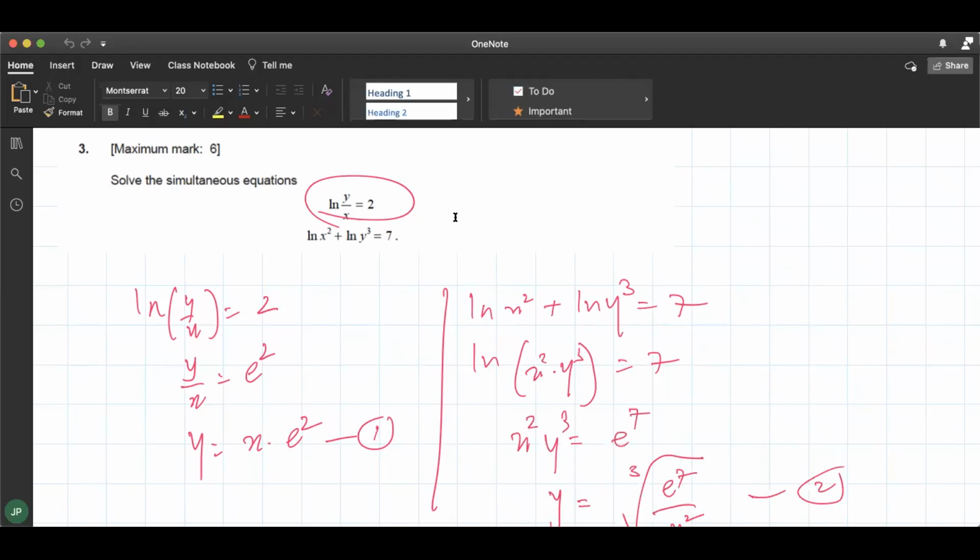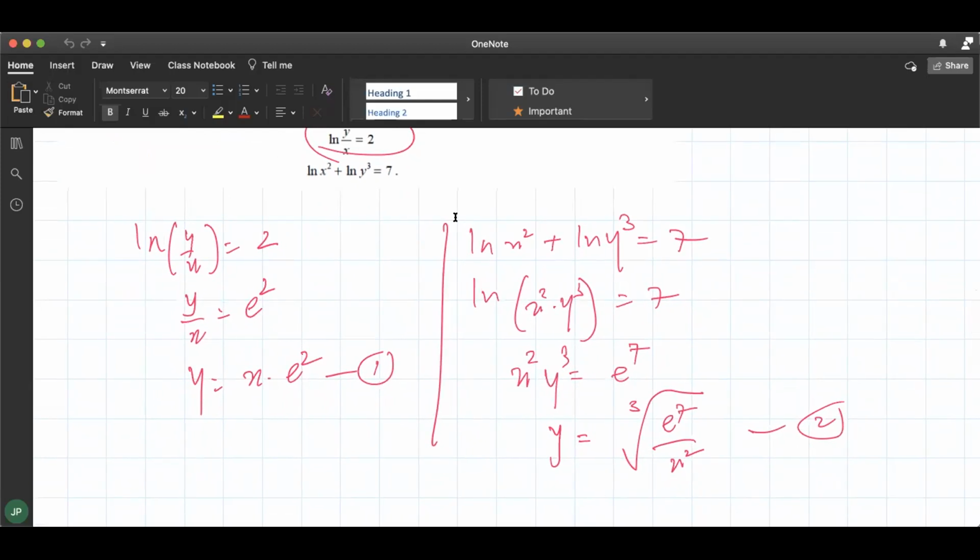All right, those are the two equations. Now, because it's on the calculator paper, you don't have to worry about doing the rest of it by hand.